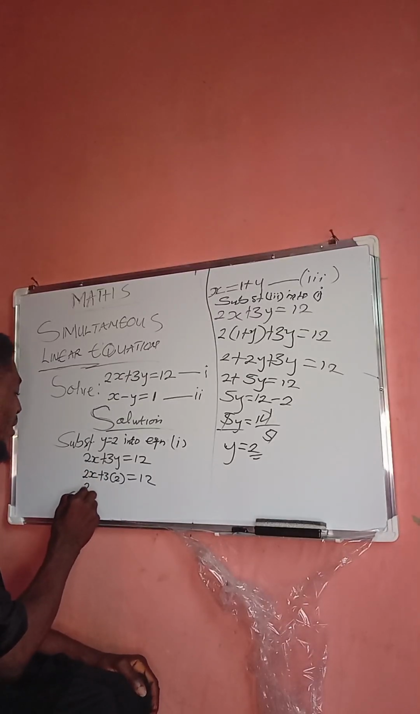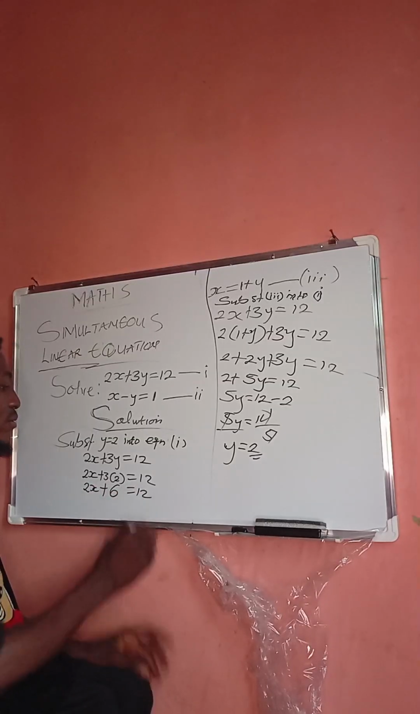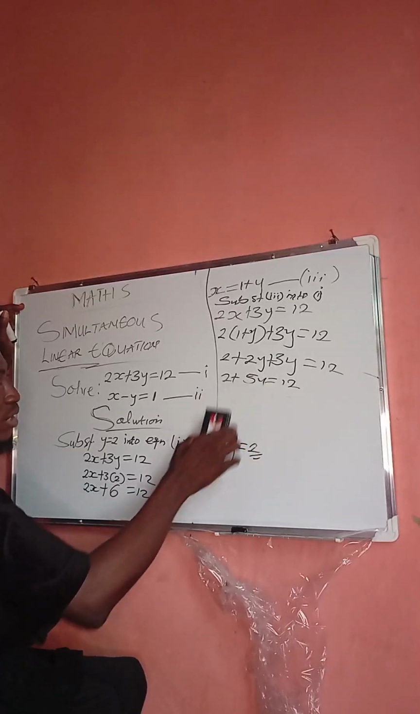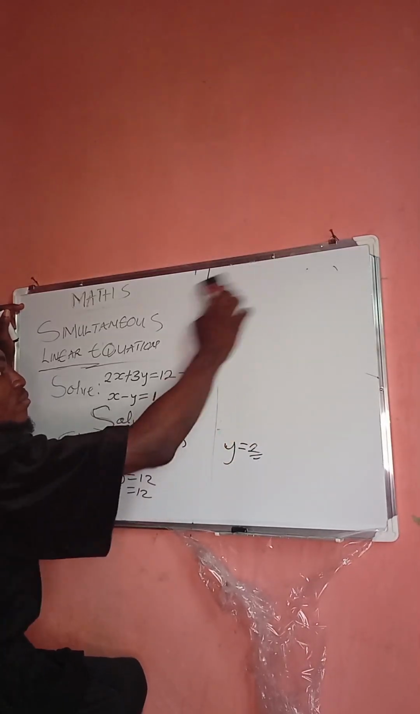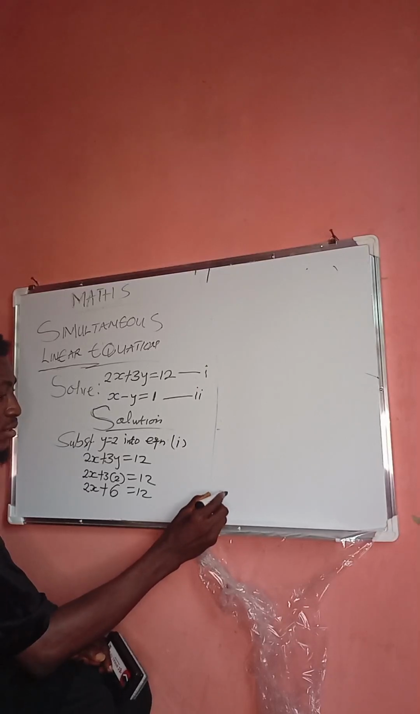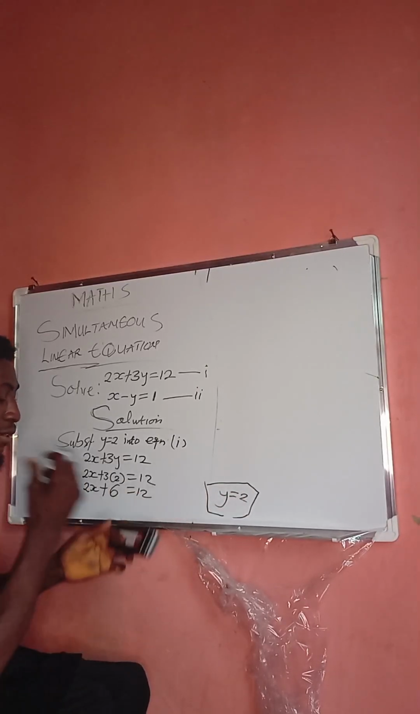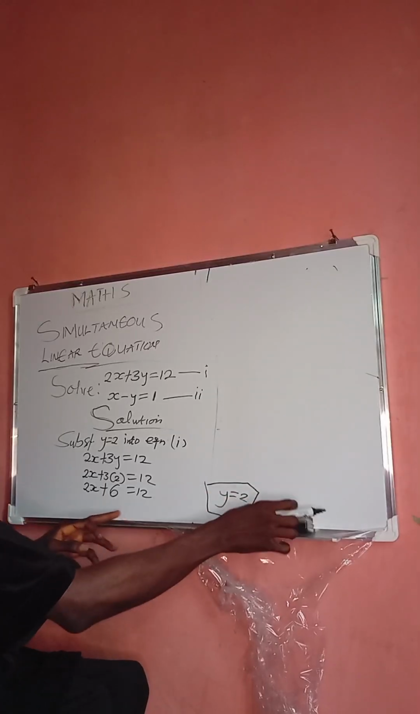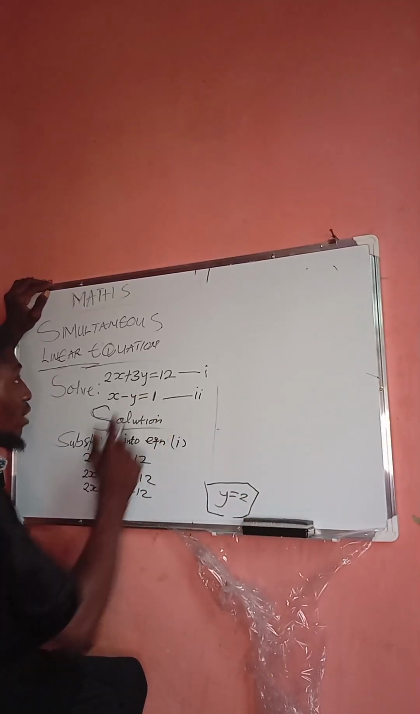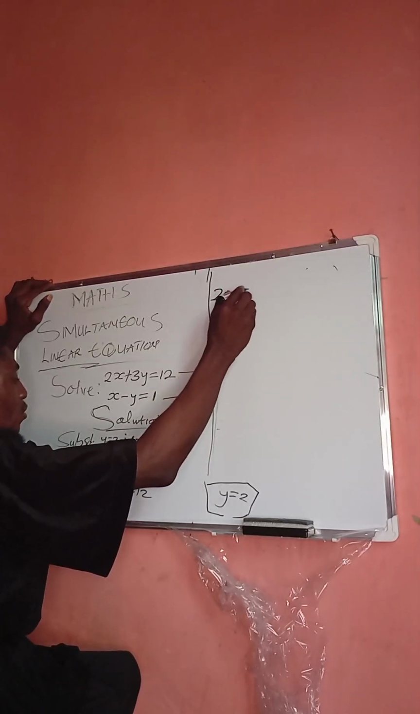So now, we have 2x plus 3 times 2, 6 is equals to 12. Let me clean this side. Remember, the value of our y is equals to 2. Let me write it here. Y is equal to 2. Let's keep this one separate. Now, from here, what do we do? 2x plus 6. So now, the 2x is equals to 12.